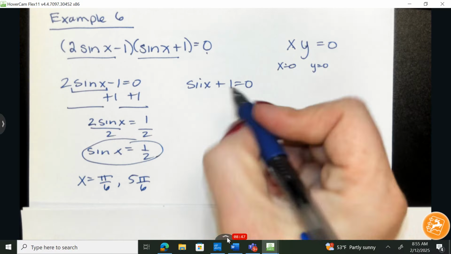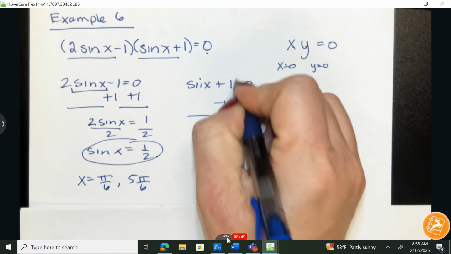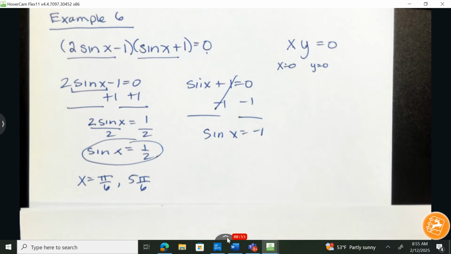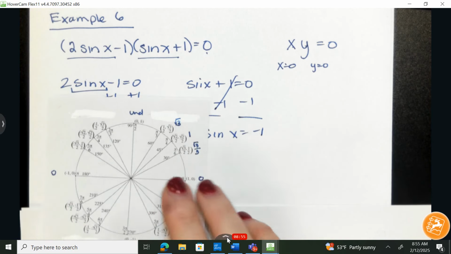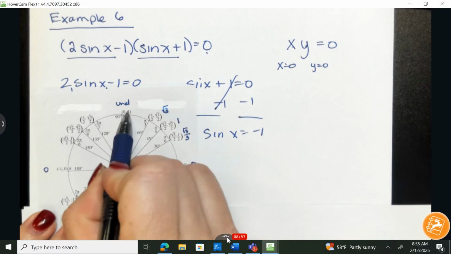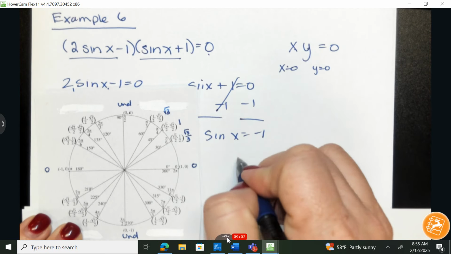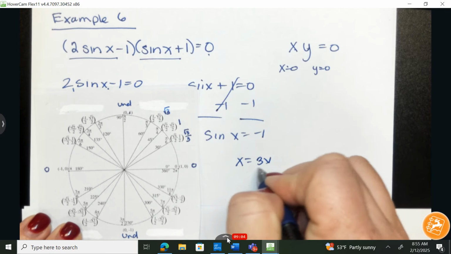All right, let's go on to the next part. Where is the sine equal to negative 1? Bringing this back up, sine being the second value, we can see it's right down here at 270 degrees, but in radian measurements, that's going to be equivalent to 3 pi over 2.